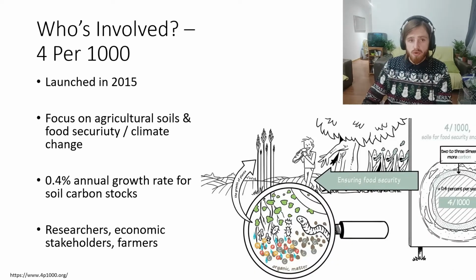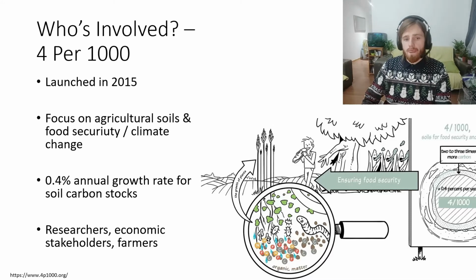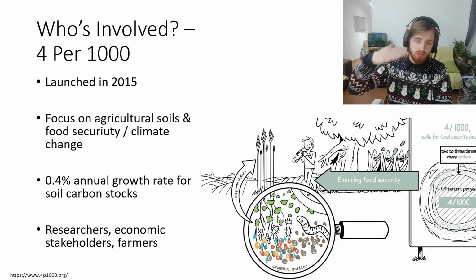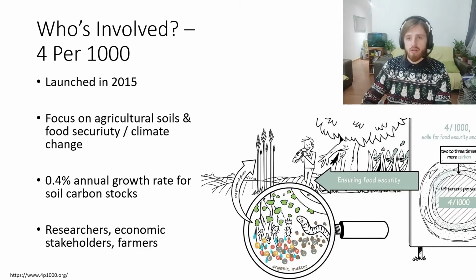The first initiative we have is the 4 per 1,000. They were launched 5 years ago. Their whole thing is that they want 0.4% annual growth for stocks of carbon in the soil. The idea here is that it will actually slow down and stop the increase of carbon dioxide in the atmosphere. They're trying to get everyone involved, from farmers to researchers, etc.